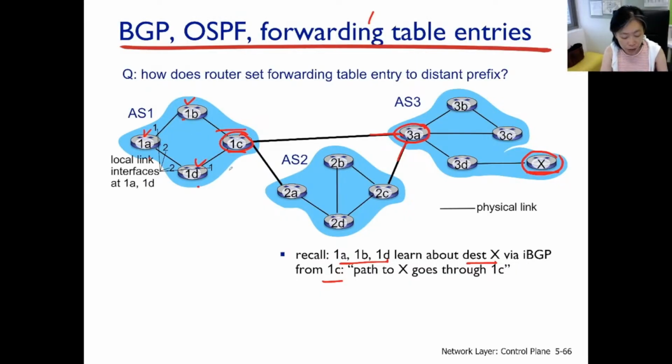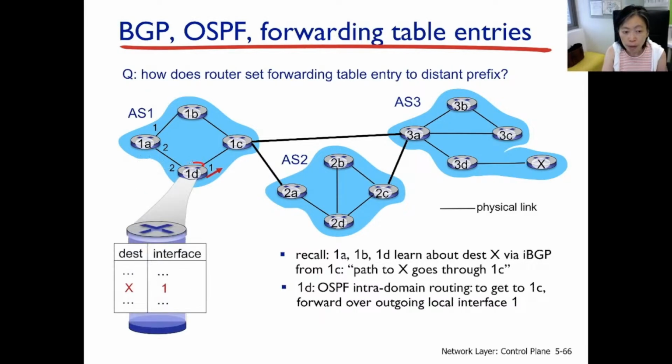Now, to make it easier to explain what's coming next, let me label the interfaces. For 1A, if the packet is supposed to go out on this interface, we call that interface 1, and for packets going out on this other interface, let's call it 2. Similarly for 1D, this is interface 1, this is interface 2. Now, 1D has discovered there is a path to destination X that goes through 1C. That is what 1D knows so far.